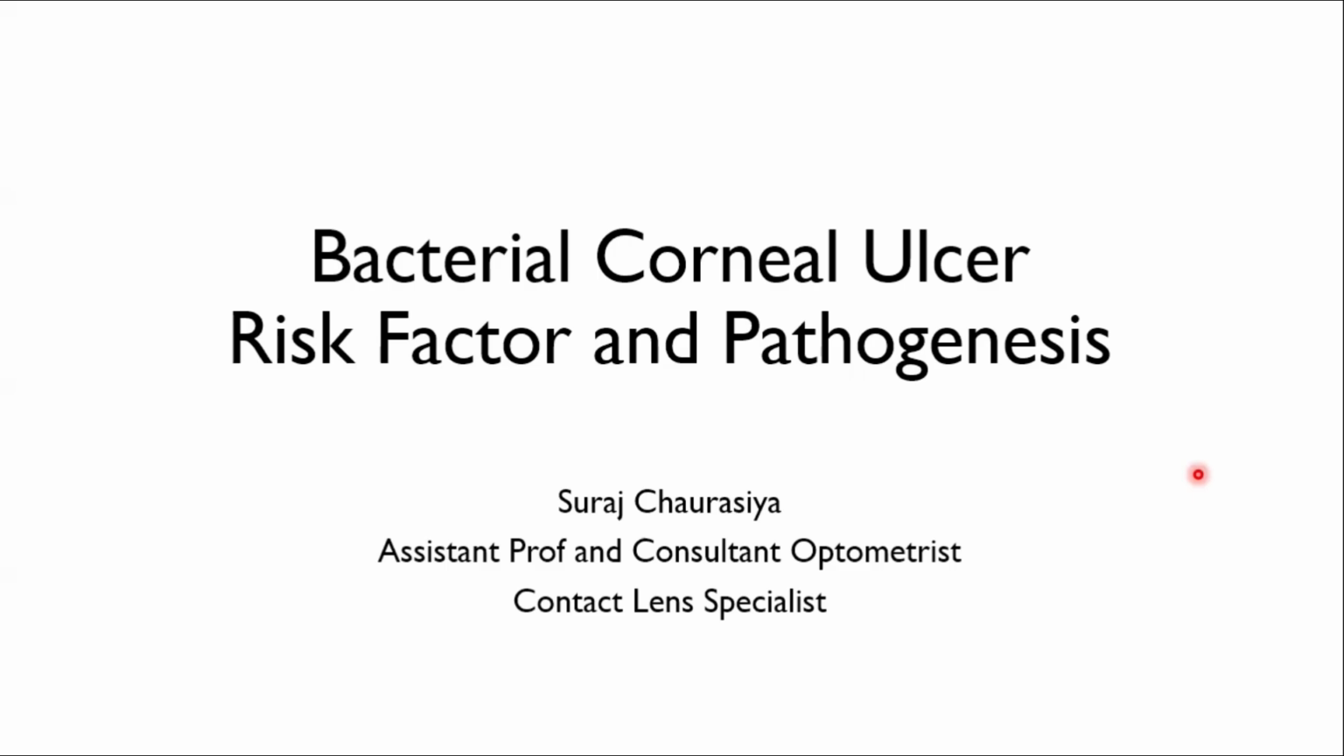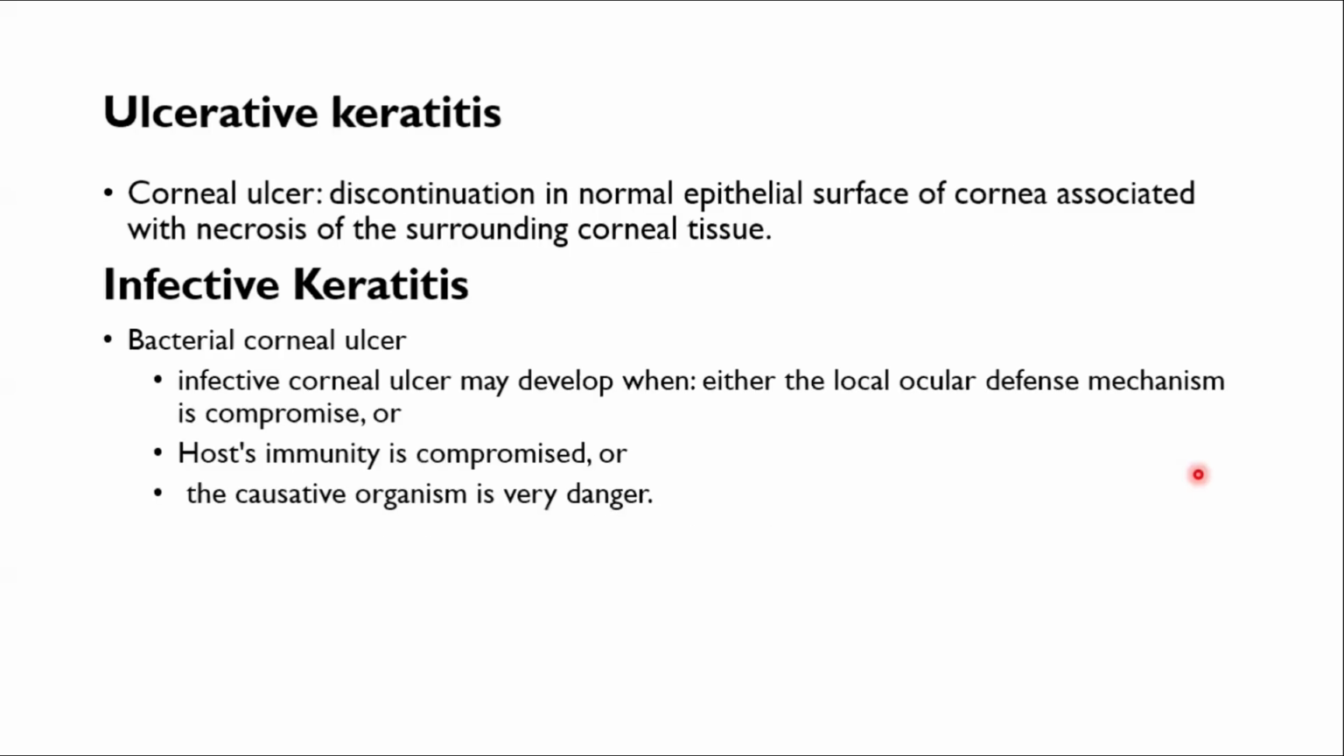So let's get started. A corneal ulcer occurs when there is a break in the normal epithelial surface of the cornea, which is the outermost layer of the eye. This break is often associated with necrosis. One of the most common causes of corneal ulcer is infective keratitis. This condition refers to an infection of the cornea that can lead to an ulcer if not properly managed. In this slide, we are focusing on bacterial corneal ulcers, which are a serious form of infective keratitis.